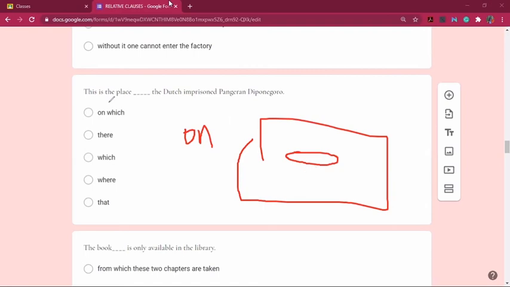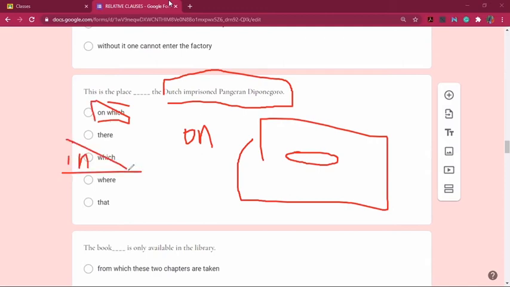But to say a place to live in, this is a place that Pangeran Diponegoro stayed in, lived in. So it is impossible to put on. You know what I mean? We live in the house, not we live on the house, right? Okay. I get it. So it's impossible to use on which here. But we can use in which, but we don't have this in which option. So the one we have is just where. Then we choose where.